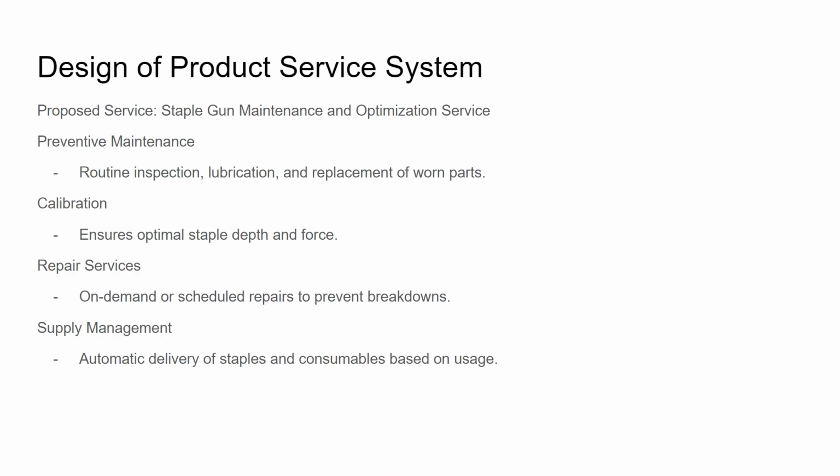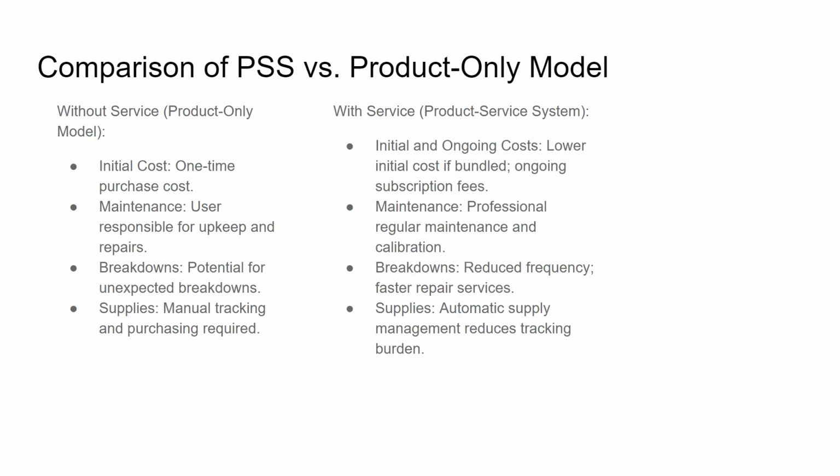So moving on to the design of product service system, over here, based on our proposed service, the preventative maintenance, calibration, and repair services and supply management choices can be seen over here. And in comparison of the PSS and product-only model, you can see a difference in convenience, reduced downtime, optimized performance, cost effectiveness, and through extended lifespan and reliability.